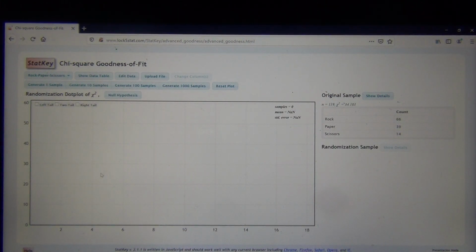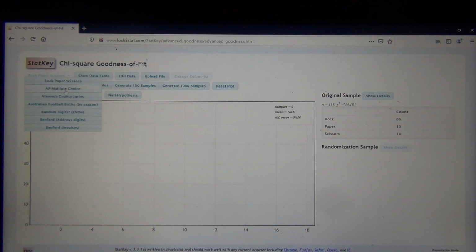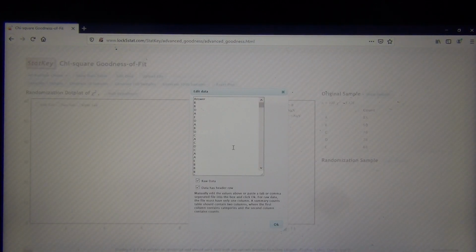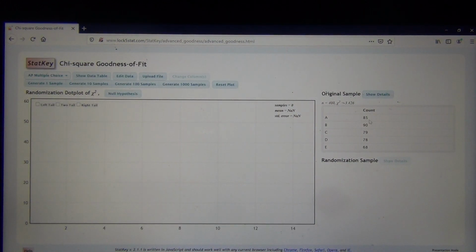Okay, and again, we're looking for AP. It's already in there actually, AP multiple choice. There's the data right there. So we don't have to type it in, though we could type it in ourselves if it was not there. They actually have the raw data there. So it's already typed, we could type it in, but it's already done for us. And there's our chi-square test statistic, 3.426, right there.